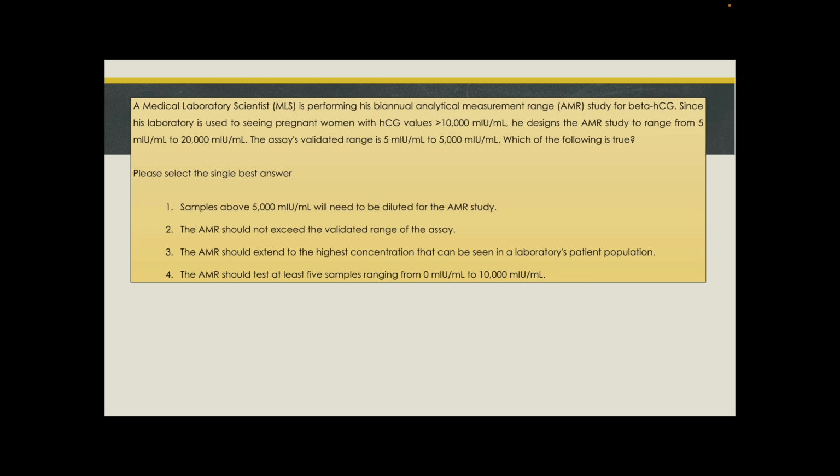1. Samples above 5,000 μ/ml will need to be diluted for the AMR study. 2. The AMR should not exceed the validated range of the assay. 3. The AMR should extend to the highest concentration that can be seen in a laboratory's patient population. 4. The AMR should test at least 5 samples ranging from 0 μ/ml to 10,000 μ/ml.